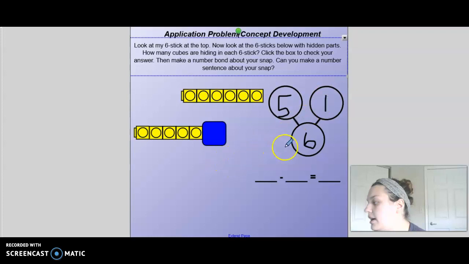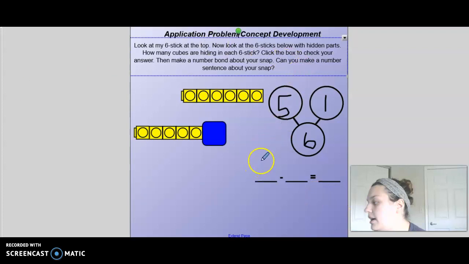Now, I want you to pause me and I want you to write this number sentence, okay? So you're going to take your whole minus one of your parts, which in this case is how many cubes are showing, equals your other part, which is how many cubes are hidden. Okay? Go ahead and pause me and then come back.